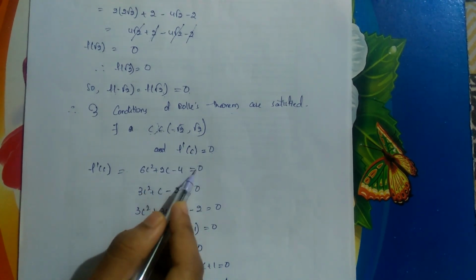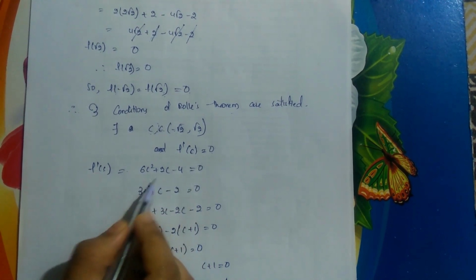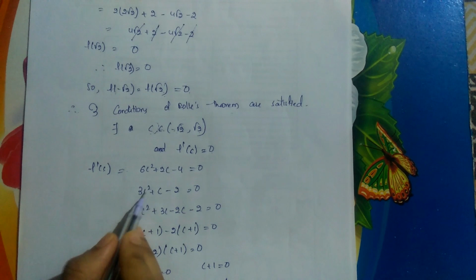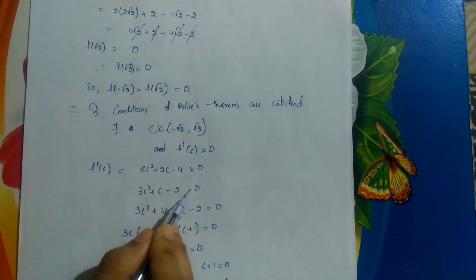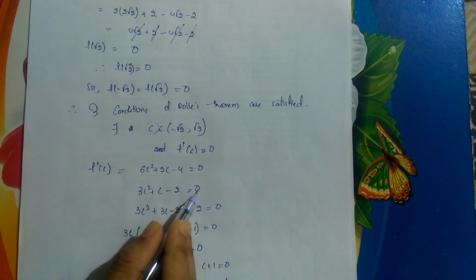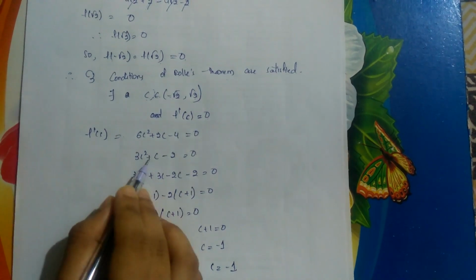So this differentiation will be equal to 0, and from this if we take 2 common, we get 3c square plus c minus 2, and we send the 2 to the right hand side, it becomes 0. And then next it's a quadratic equation.